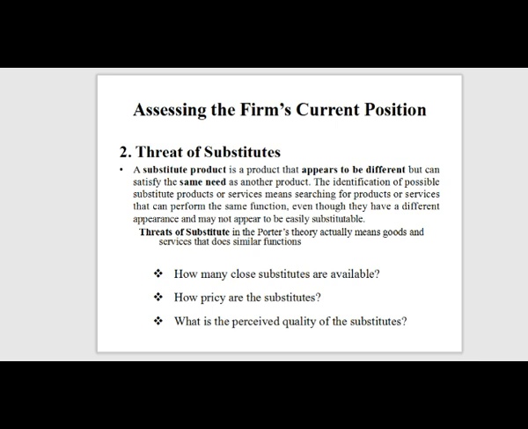An example of substitute products could be light bulbs versus tube lights, or laptops versus tablets, or even for some people, coffee versus tea. How many close substitutes are available? How pricey are the substitutes? What is the perceived quality of the substitutes? These are some important questions that you need to ask yourself before entering into an industry.